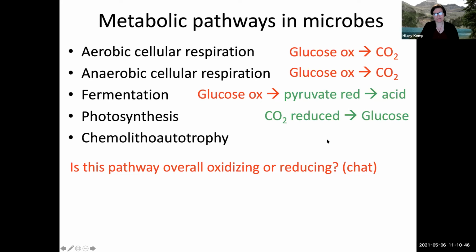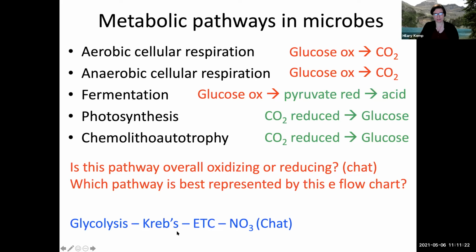Chemolithoautotrophy. Yeah, because it's basically the same, right? Some detailed differences in terms of where the electrons come from. In this photosynthetic world, the electrons come from water and they're energized by sun. Here, they typically come from some inorganic substance like an iron atom or sometimes sulfur, other kinds of things. Nonetheless, it's reducing because you add those electrons to CO2 to make glucose.